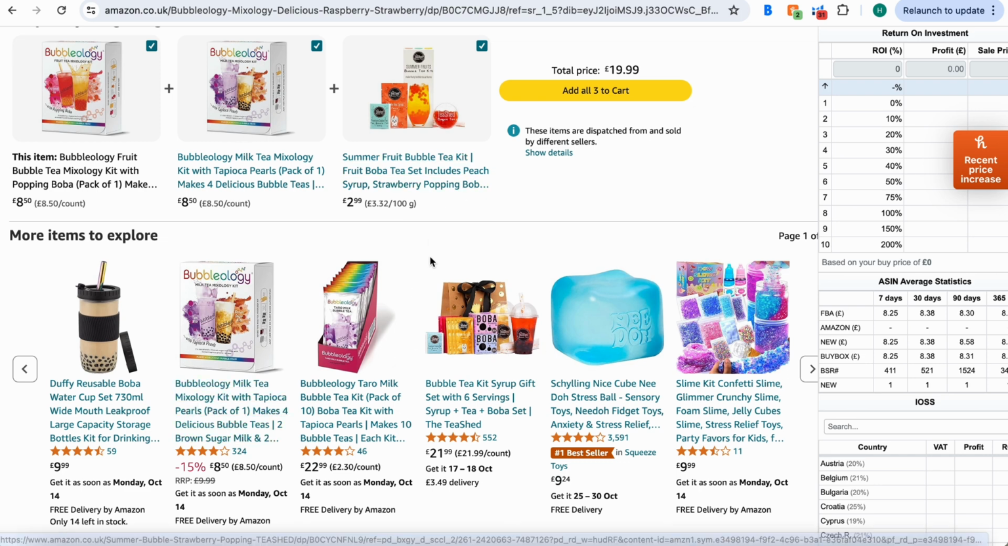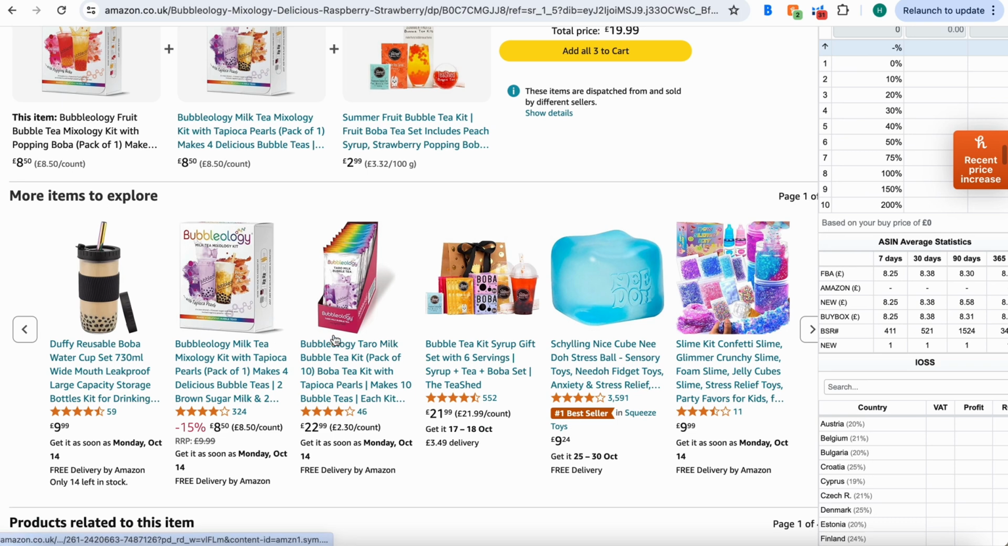We can also look at other offers here. What's relevant? We've got Bubbleology Taro Milk Bubble Tea Kit there, which is $22.99. Remember, if our product is 15, for example, that one might be a good one to target. You don't have to target exactly the same, but people are looking for the same outcome. This is a tea kit, a bubble tea kit. You could also target this one here, because ours is much cheaper, and some people just won't care for all this gift packaging and stuff like that, and they just want the bubble tea kit.